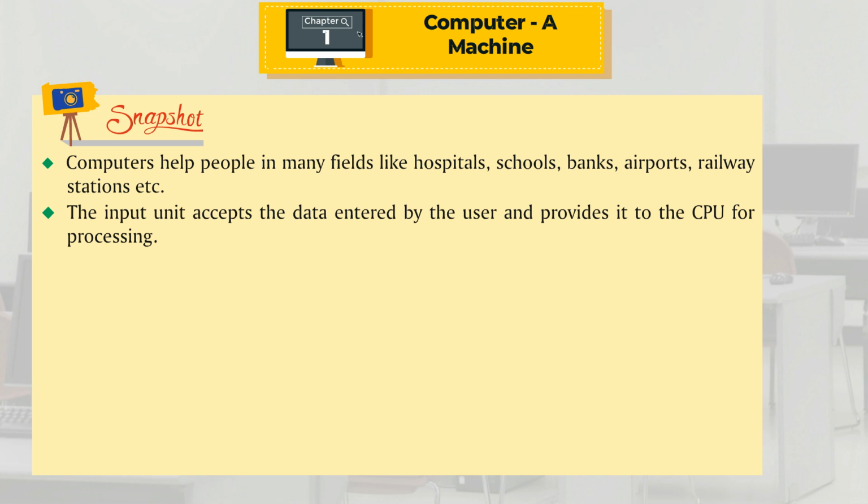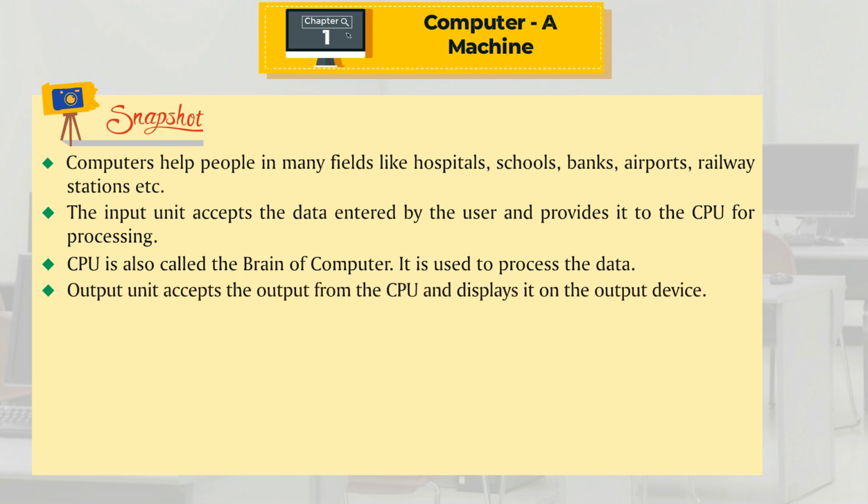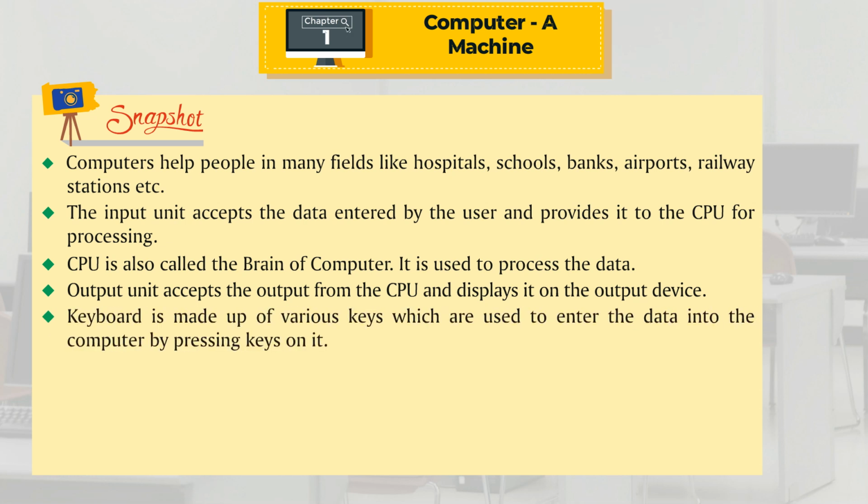The input unit accepts the data entered by the user and provides it to the CPU for processing. CPU is also called the brain of computer. It is used to process the data. Output unit accepts the output from the CPU and displays it on the output device.